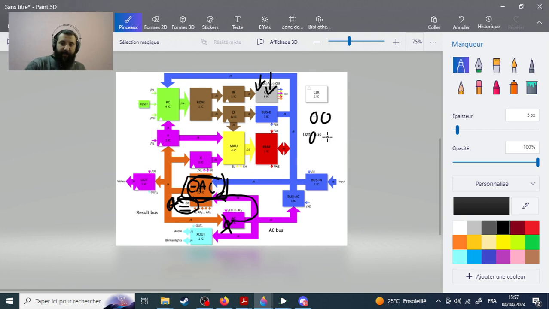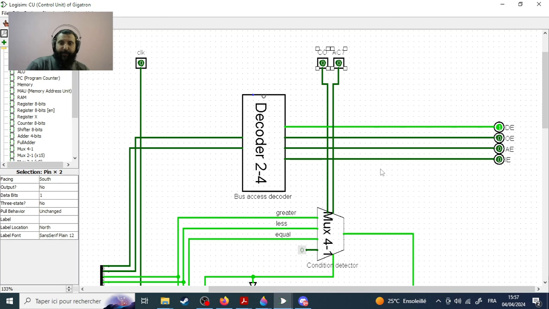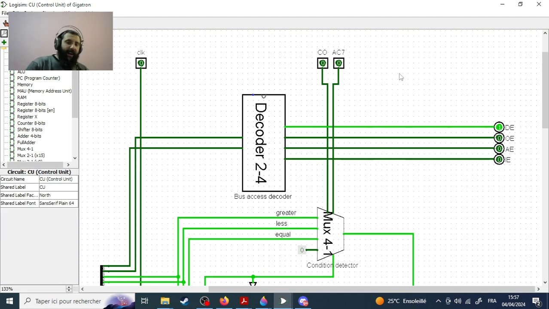We have 0, 0, 0, 1, 1, 0, or 1, 1. We have four different possibilities, and we try to see how we work with our conditions. You have to remember this: if the condition is true, we have one here. If it's false, we have zero.